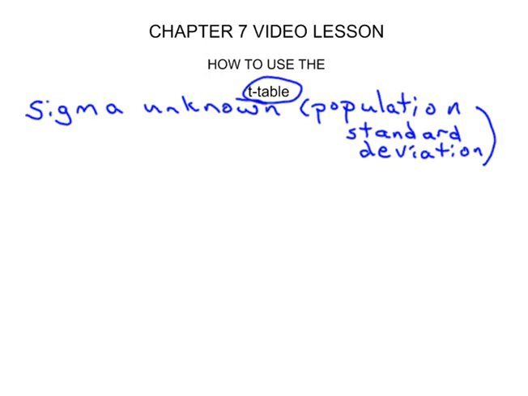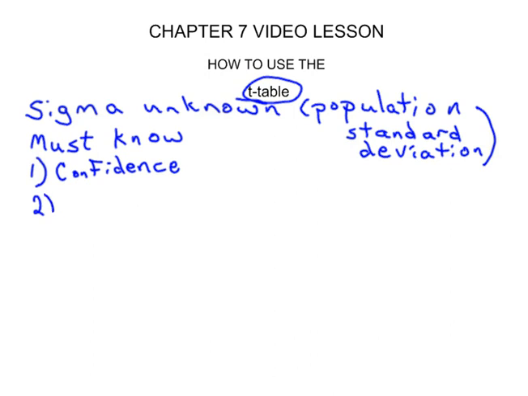Now, things that you must know when you're getting ready to do this. You must know, one, the confidence amount, the confidence interval. For example, a 90% confidence interval. Two, the sample size. Those are the two things that determine a t-score. And what the sample size is used for is what's called the degrees of freedom.